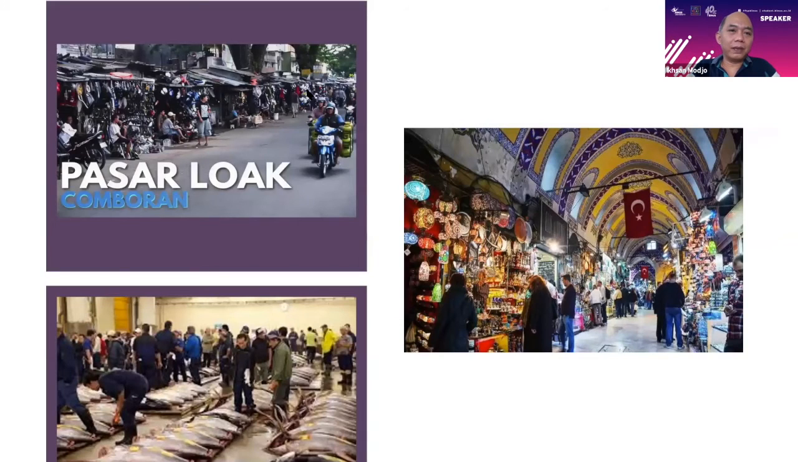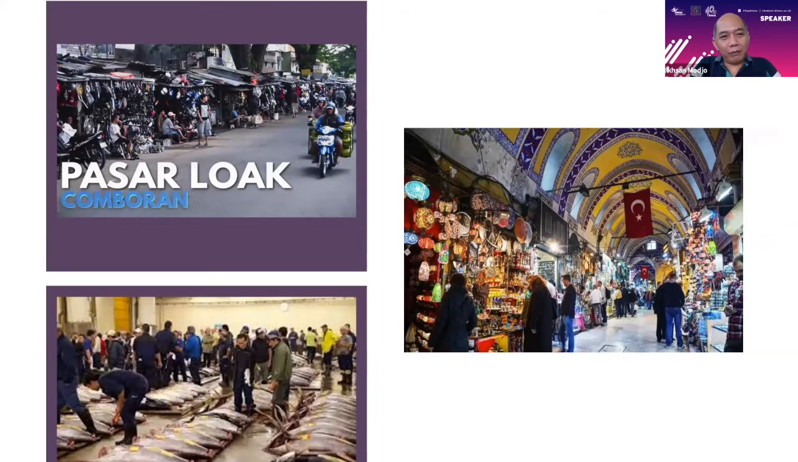Next one, this also comes from Malang, East Java. This is what we call pasar loak Tomboran. I used to study for my bachelor degree in Malang. This pasar loak is also a second-hand shop. It is very renowned, particularly for students, a poor student like I used to be.